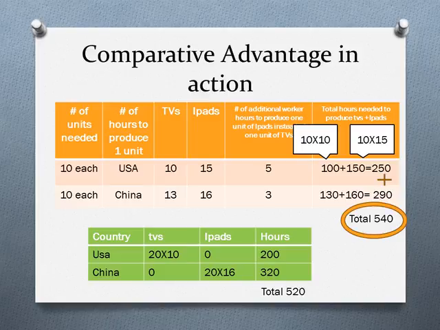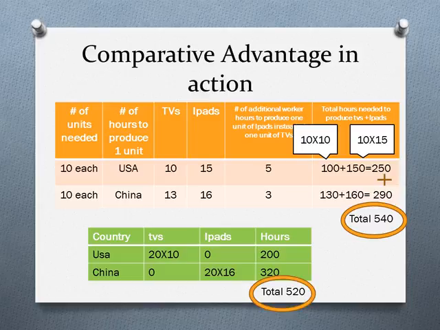Now, if they work together using comparative advantage and decide to team up, and now the United States will, let's say, make 20 TVs because they have the comparative advantage in TVs, and it'll take them 200 hours to make the 20 TVs. China now will make iPads because they have a comparative advantage there. And you can see this on the chart above. With China's, only takes them 3 additional hours instead of 5 to make those iPads. So you go 20 times 16, and that's going to give a total of 320 for them, and you combine them together and it's 520.